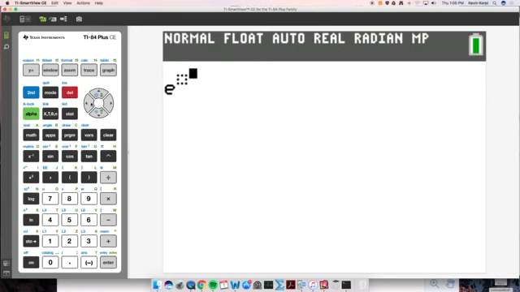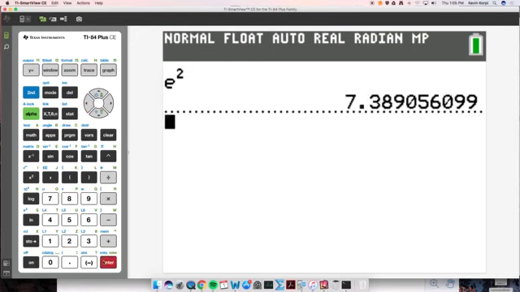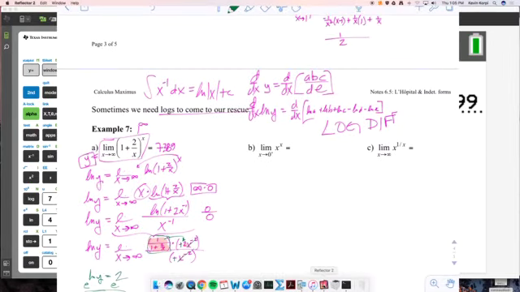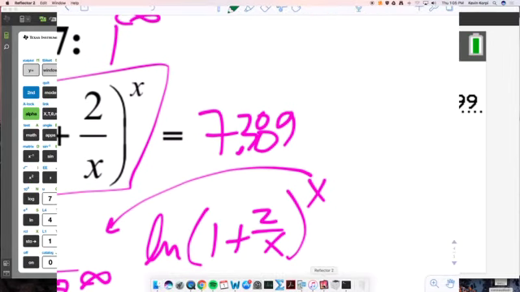I messed it up. Look at that. Oop, can't even delete it right. What is e squared equal to? 7.389. That's exactly what we found it to be numerically when we did it on the calculator.